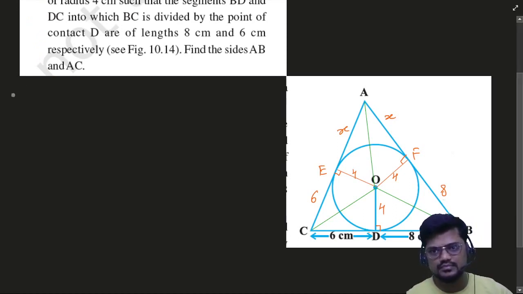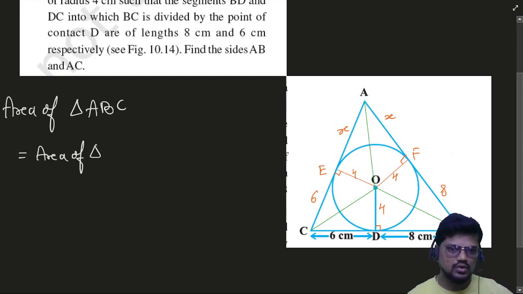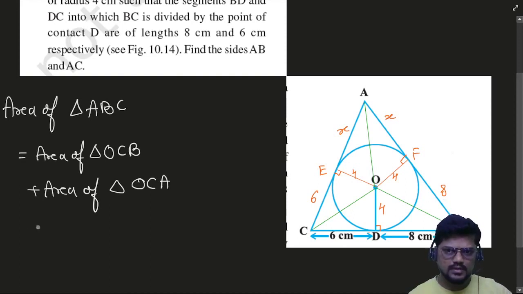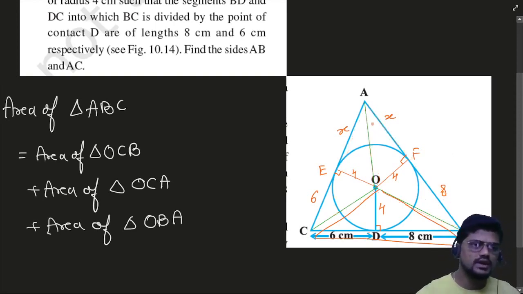See, area of triangle ABC will be equal to area of triangle OCB plus area of triangle OCA plus area of triangle OBA. Yes or no? Means we'll be taking these triangles, this one and this one. If I add all the triangles, then we'll get the area of the whole triangle.